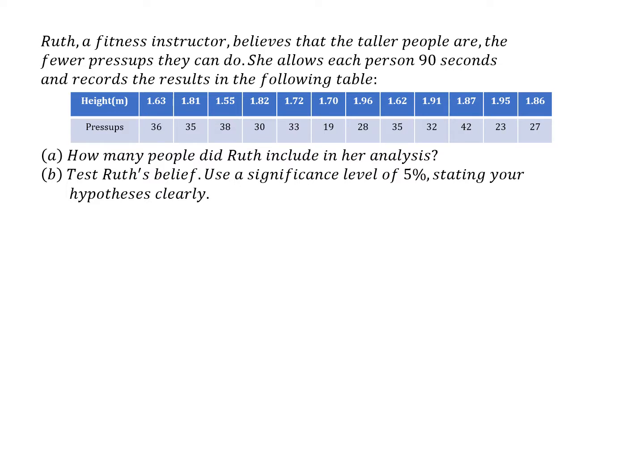So here's the first question, getting off to a nice straightforward start by asking how many people did Ruth include in her analysis, where we simply count the number of pairs of data points. So 1, 2, 3, 4, 5, 6, 7, 8, 9, 10, 11, 12. So 12 people in her analysis.